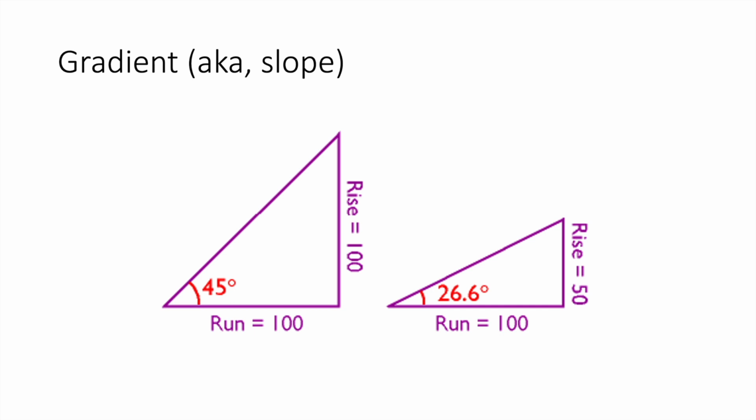So we'll start out with gradient. By gradient, I just mean slope. So you probably have seen signs on the side of the road that say like, caution, 5% slope. And it's exactly the same concept in a river. It's basically looking at how steep your channel is.